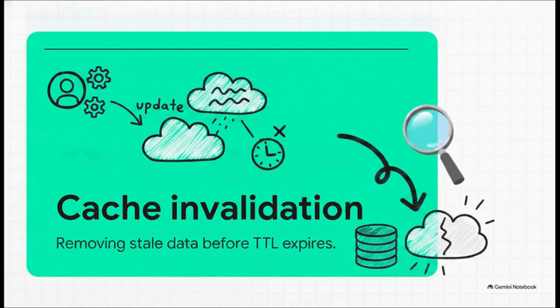But here's the catch. Sometimes we simply cannot sit around waiting for that timer to hit 0. What if a user updates their password or their profile picture? We want that change to be reflected instantly. This requires cache invalidation. This is the process of proactively removing or updating stale data in the cache before its TTL naturally expires. If the underlying database changes, your code has to step in and manually trigger a cache invalidation, so absolutely no one is served old data.